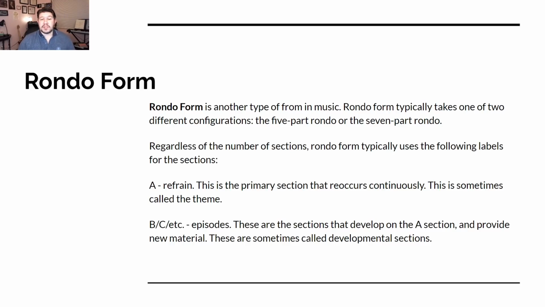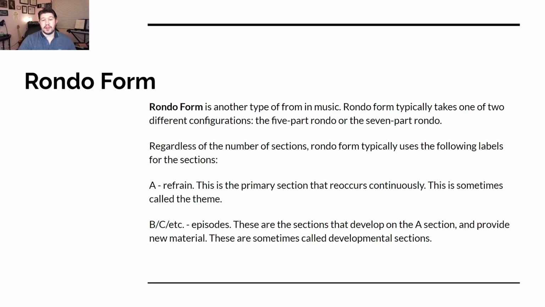So this is a very interesting type of form because rondo can take a couple different forms, I guess, for lack of a better way to say it. We're talking about form. It can take forms, whatever. So rondo form is another type of form of music, and it typically takes one of two iterations. There is a 5-part rondo and a 7-part rondo. But regardless of the number of sections, rondo form is going to use the following labels.